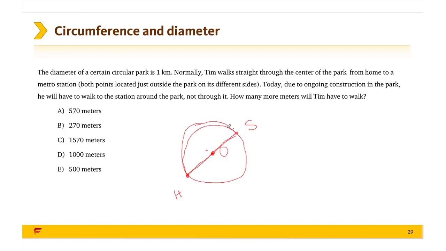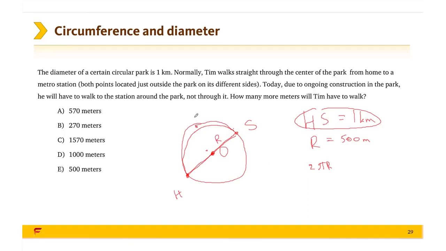We need to understand how many more meters he'll need to walk. So the diameter is 1 kilometer. So the radius, this thing here, is 500 meters. And usually he walks this distance. He walks the diameter. But now he walks half of the circumference. The circumference, this total length, would be 2 pi r.